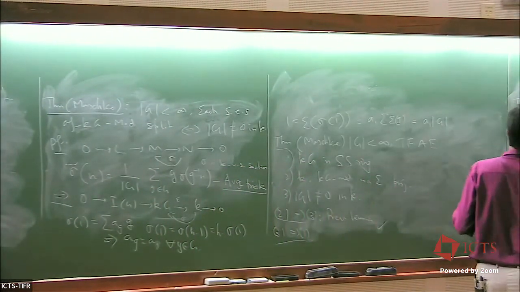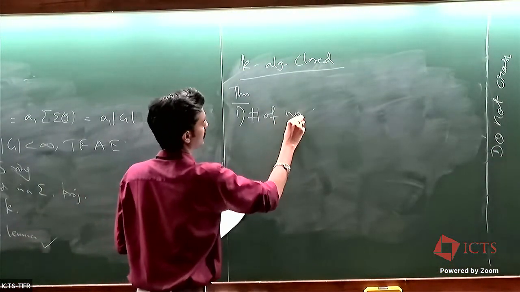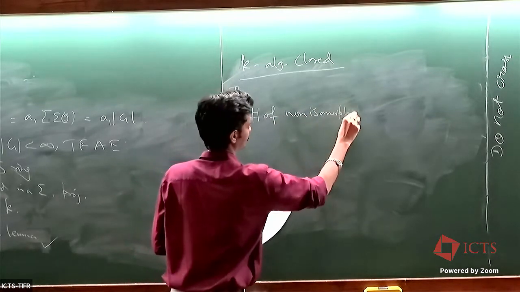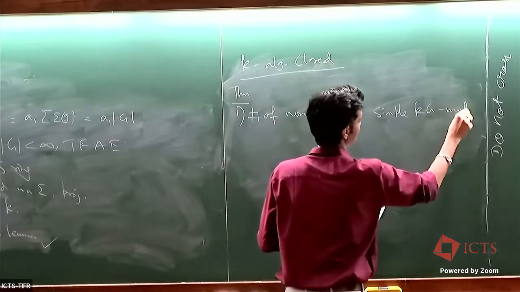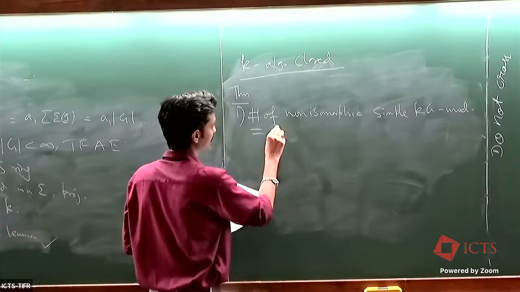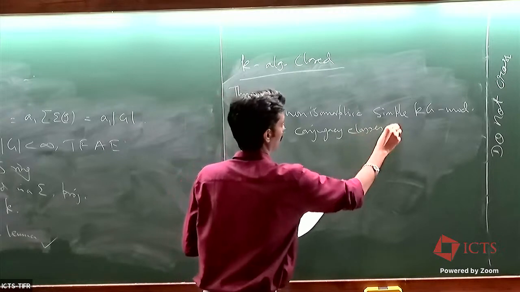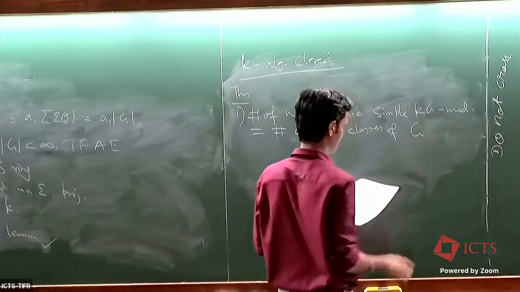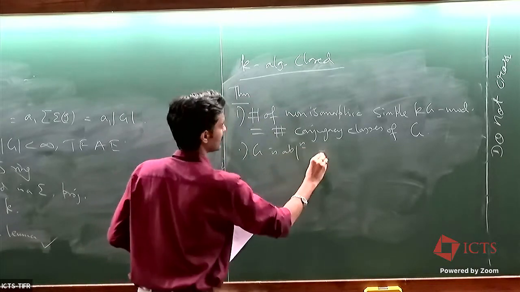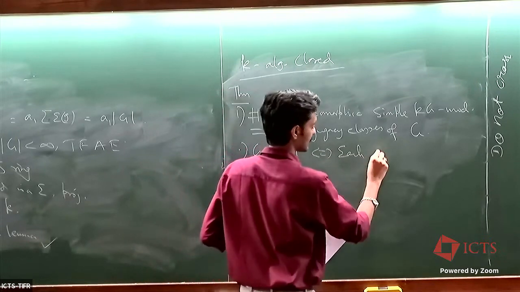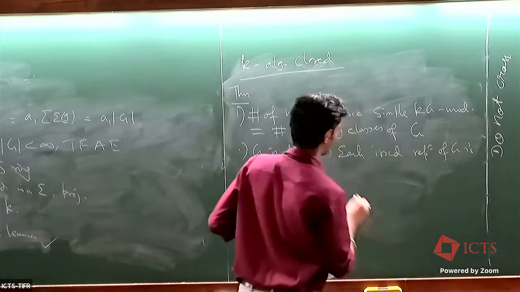Okay. So here, first thing one can claim is that the number of non-isomorphic simple KG modules, that is the irreducible representations, is the same as the number of conjugacy classes of G. And as a corollary, G is abelian if and only if each irreducible representation of G is one dimensional.